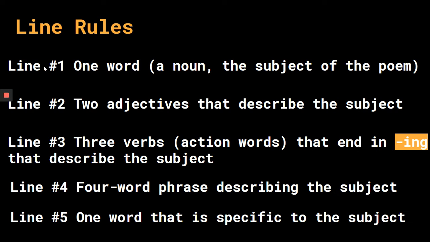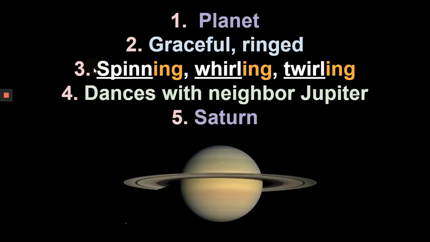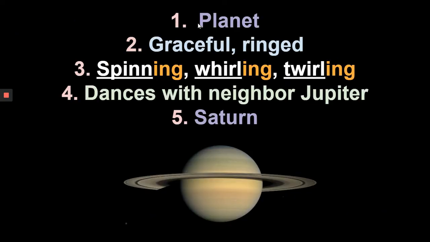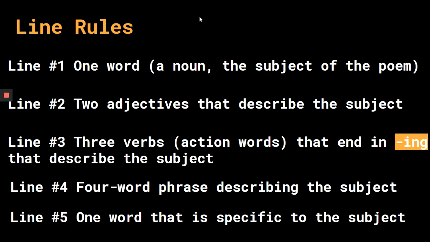The rule for line number 1 is that it can only have one word only. Now that word is going to be the subject of the poem, which is typically a noun or a person, place, or thing, or animal. See here in our example, number 1, planet is the subject of the poem.